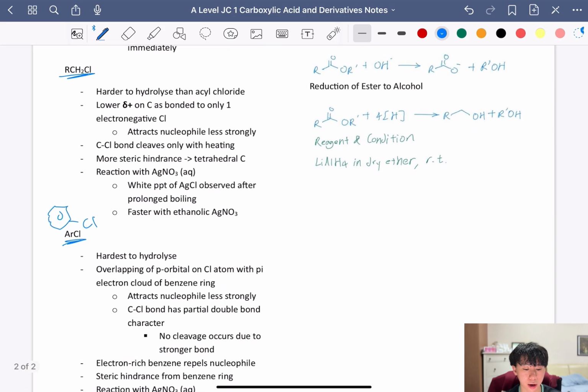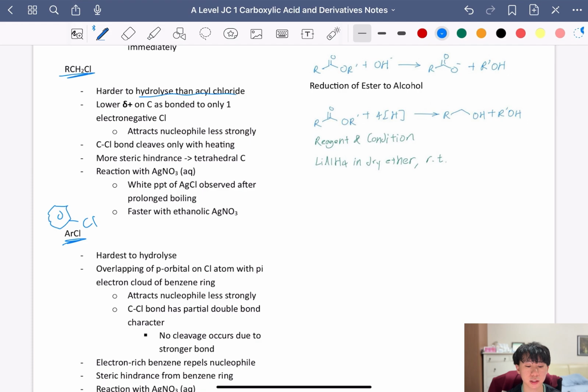Now, if you look at your alkyl chloride, it's harder to hydrolyze than your acyl chloride because, one, it's only bonded to one electronegative Cl, so it has a lower delta plus, and the C-Cl bond can only cleave with heating. Furthermore, there's also more steric hindrance for the nucleophile if it ever approaches the carbon. This is because the carbon is in a tetrahedral shape and not trigonal planar. And evidence is when you react with silver nitrate, this white PPT of AgCl forms only after very prolonged boiling. But do take note that if you use ethanolic AgNO3, it's faster, meaning it will form the white PPT faster.